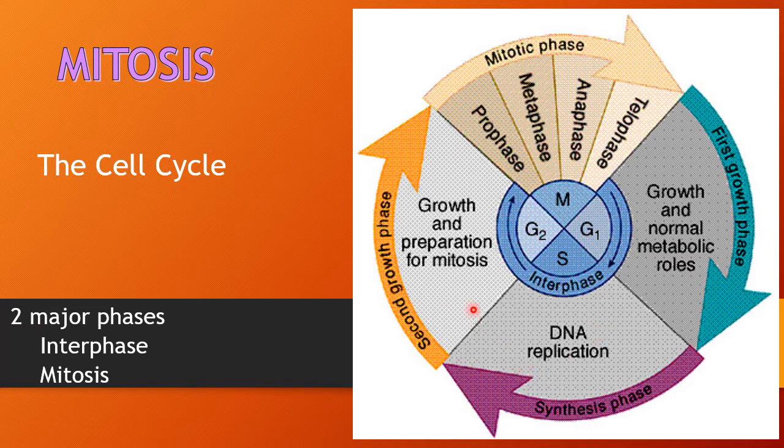The third is the second growth phase or G2 phase. In this phase, many of the organelles and molecules required for cell division are produced. It is the shortest of the three phases of interphase.